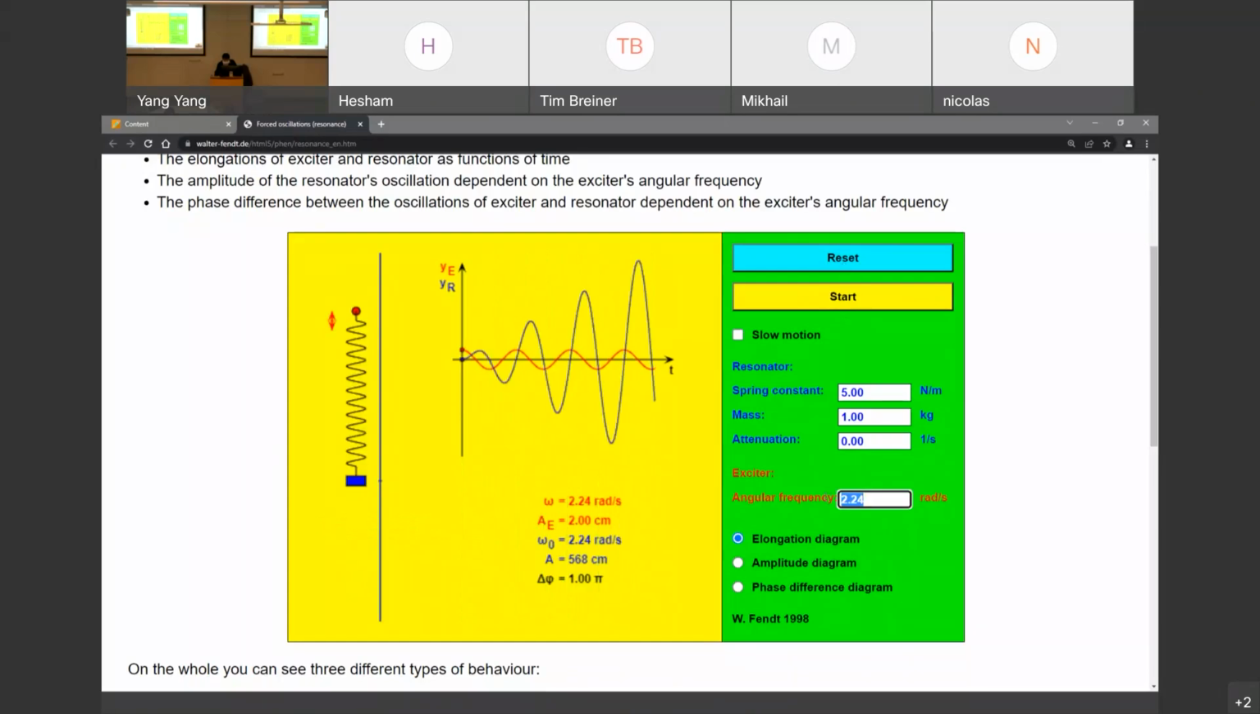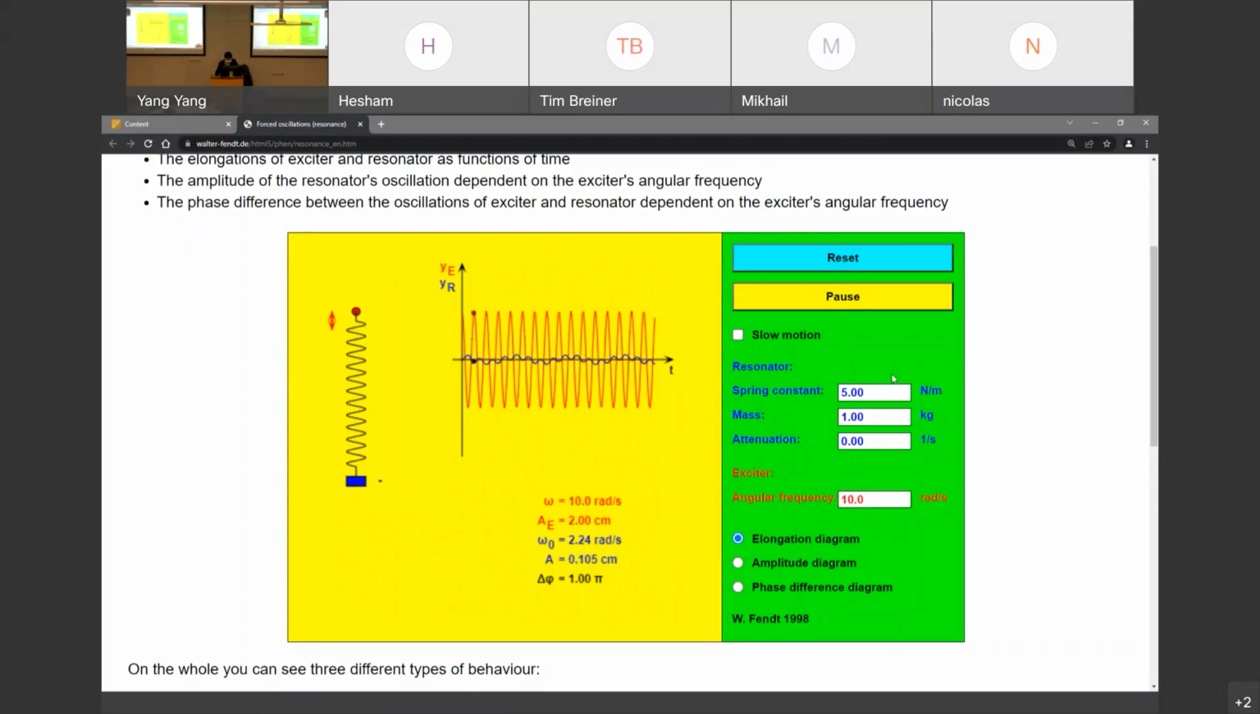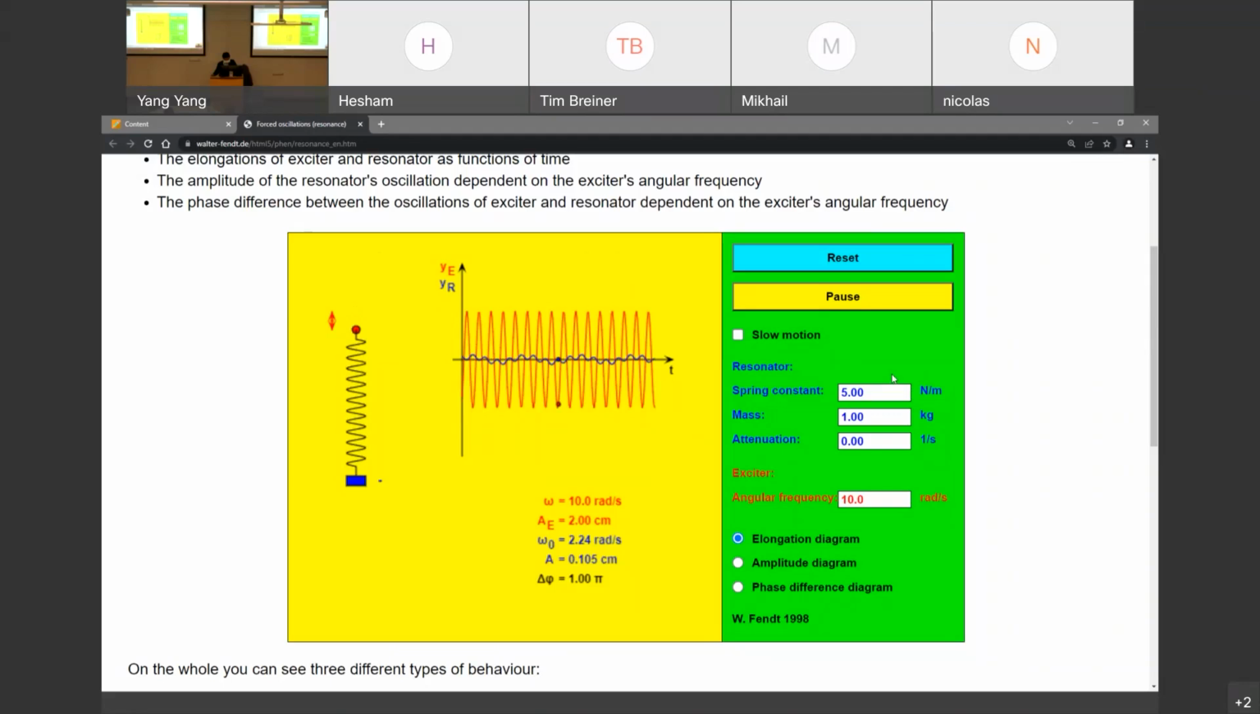Some of you mentioned 10, right? Let's try 10. And some of you mentioned 1,000. Let's see what will happen with 10. I love it, it's also pumping. The motion of the mass is periodic, but with a really longer pattern.